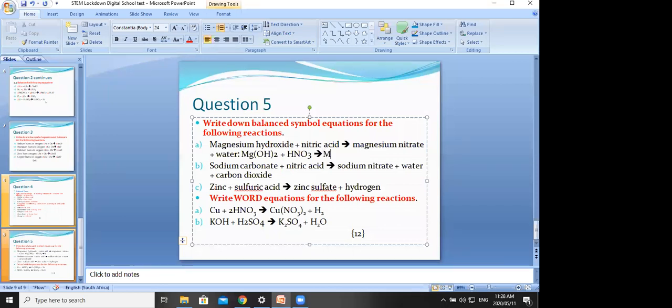We get magnesium nitrate, right? Yes, sir. Plus water, H2O. And then, is our equation balanced? No, sir. So where do we balance it? Let's calculate first.